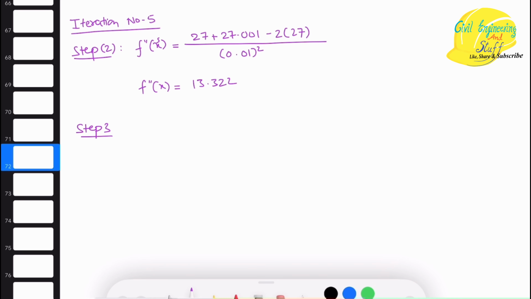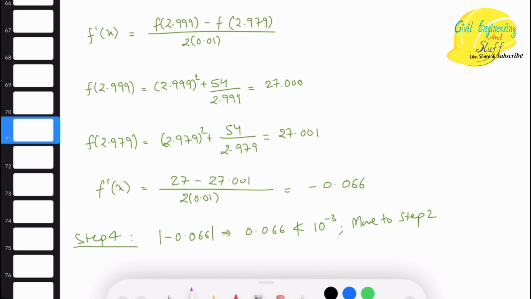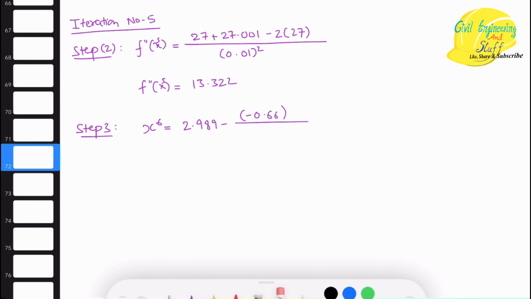In this step number 3, this was point number 5, no? In this step number 3 we will find out the next point, that is x6, and x6 equals x5, 2.989, minus 0.066 divided by 13.322, right? On solving it, our sixth point will come out to be 3.039.